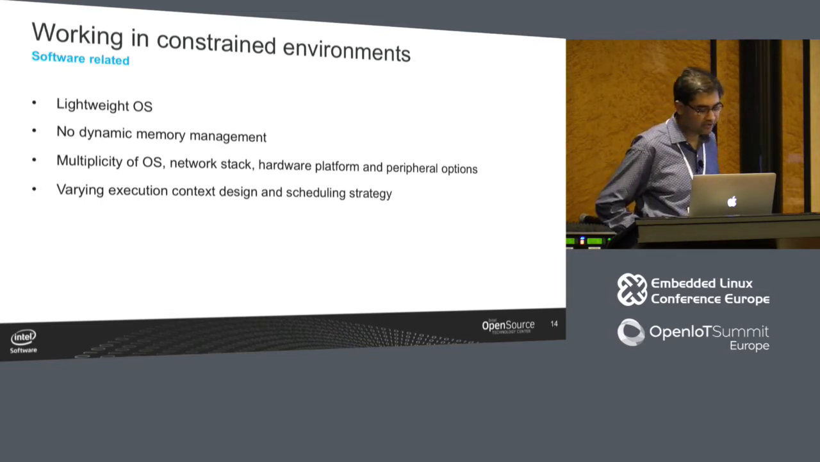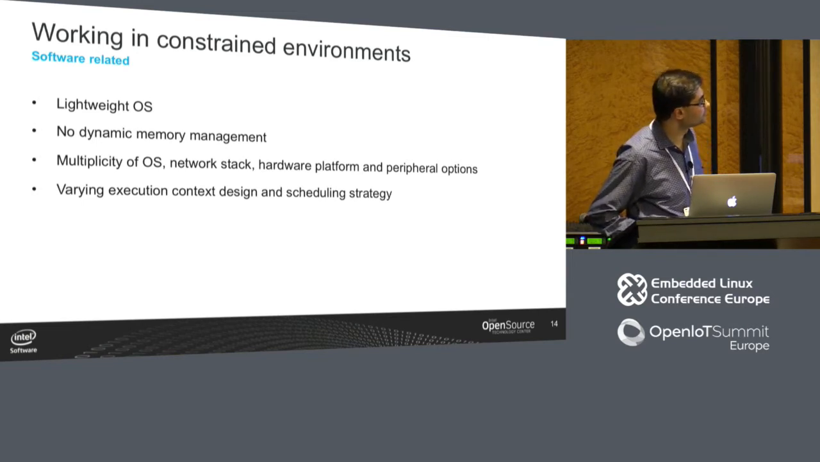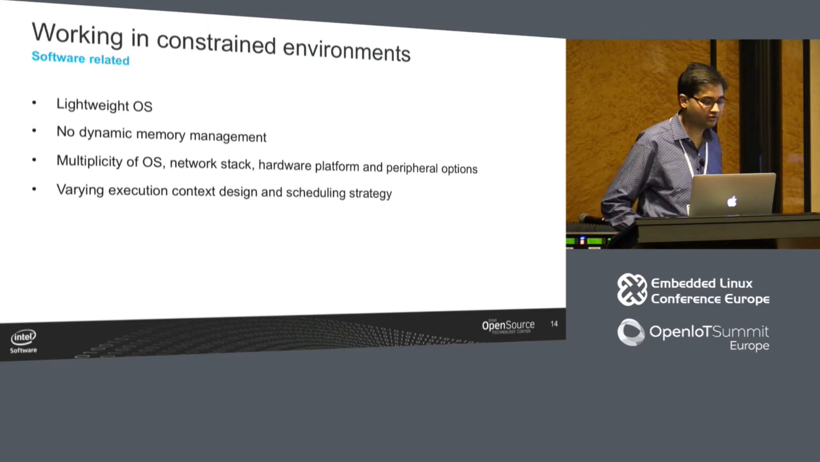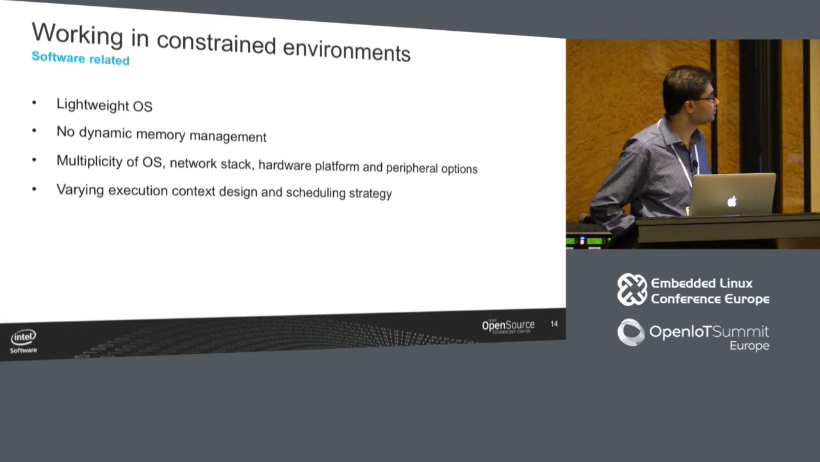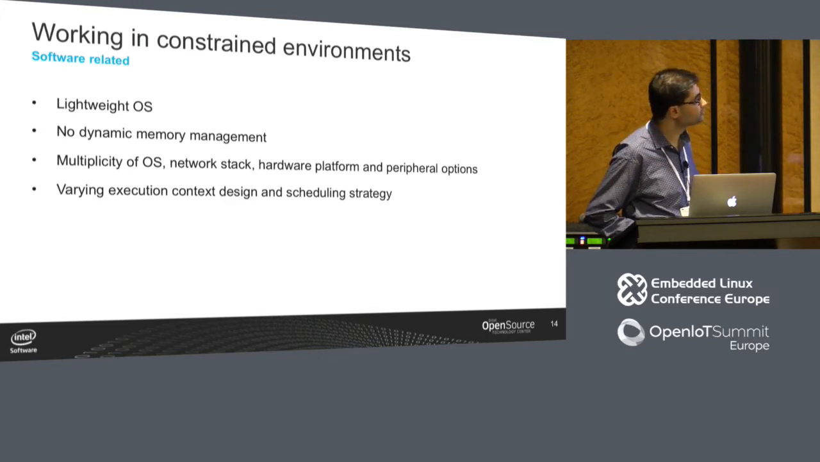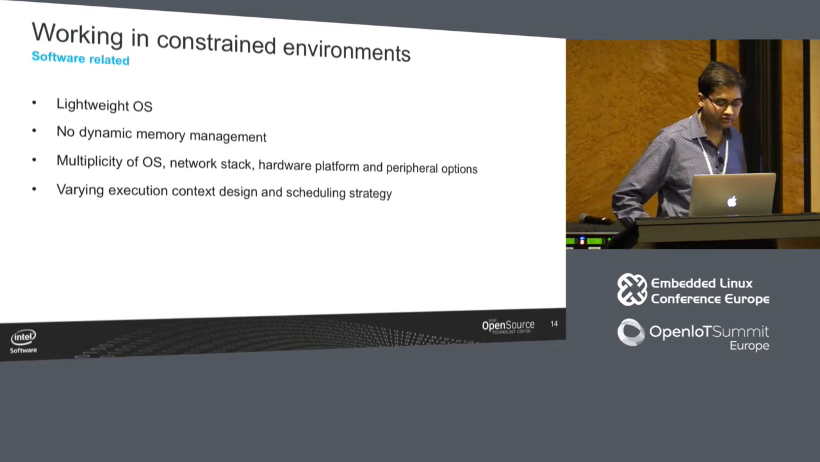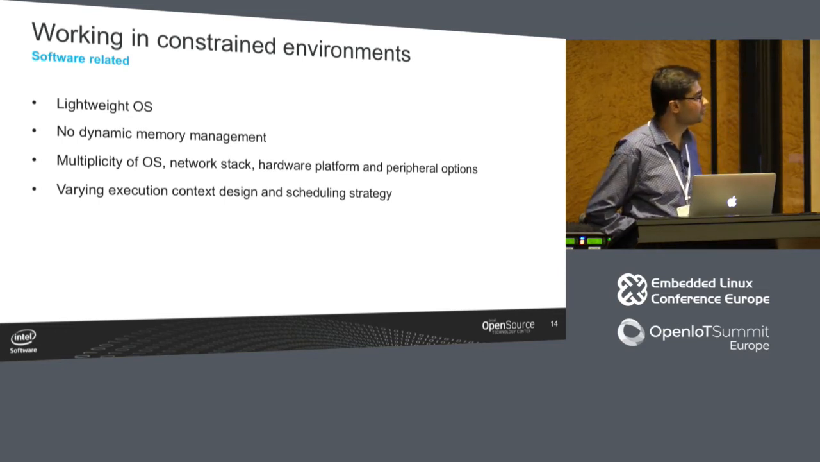There are a variety of OS and other choices that developers have. So this leads to a considerable fragmentation in the APIs, and also programming models tend to vary. There can also be a variation in the design of execution contexts amongst the various OSs, as well as their scheduling strategies. They might be either preemptive or non-preemptive.